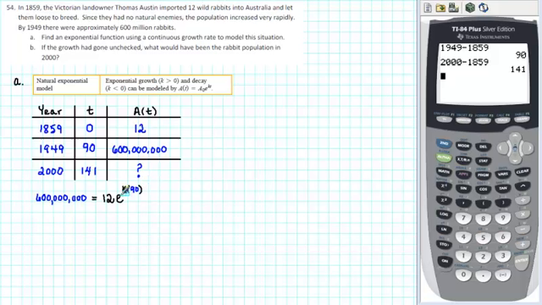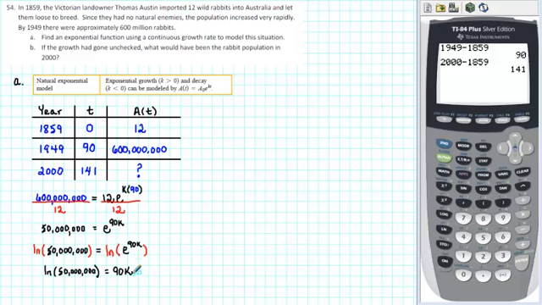To solve for k, we first of all divide both sides of the equation by 12. The resulting equation is 50 million equals e^(90k). Since k is in the exponent of e, our next step is to take the natural logarithm of both sides. The resulting equation is ln(50 million) = 90k. Finally, we divide both sides by 90 to get k. We find that k is ln(50 million) divided by 90.